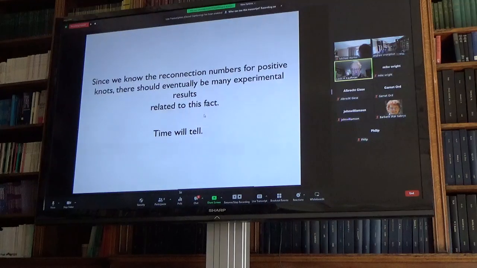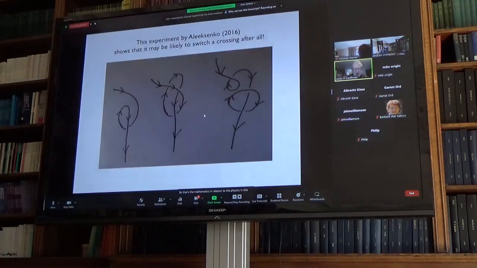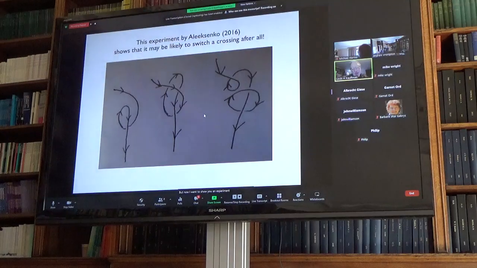So, since we know the reconnection numbers for positive knots, there should eventually be many experimental results relating to this fact. Experimental in the sense of evolutions of a system like the Gross-Pitaevskii equation to see whether the minimal number of reconnections is actually achieved under certain circumstances. So that's the mathematics in relation to the physics in this talk. But now I want to show you an experiment by Professor Alexienko. Oh, we're almost out of time, but this is a fun experiment, so let's look at it.